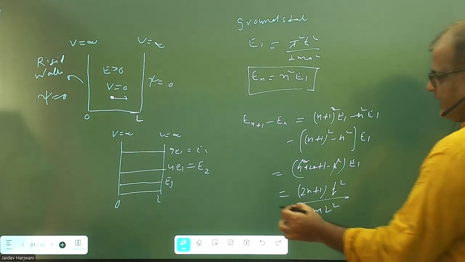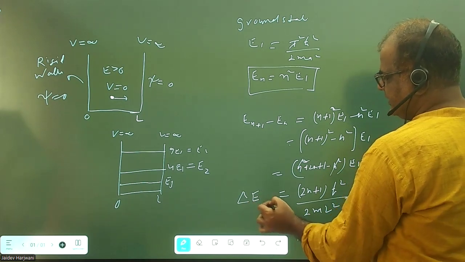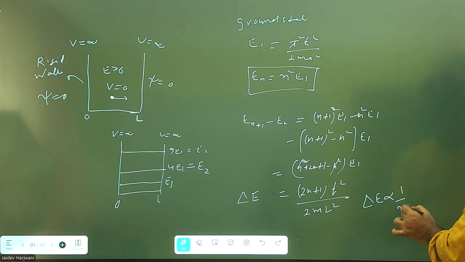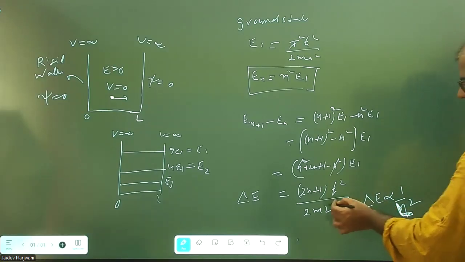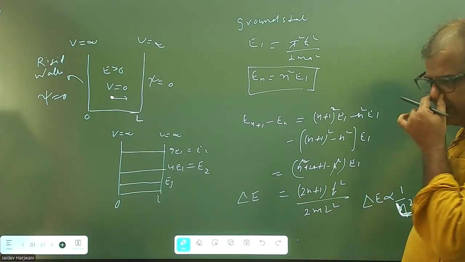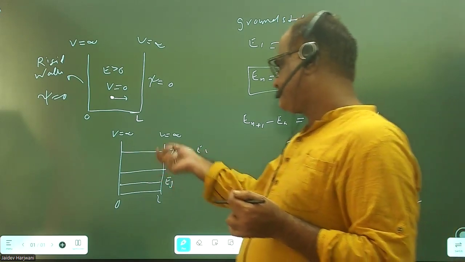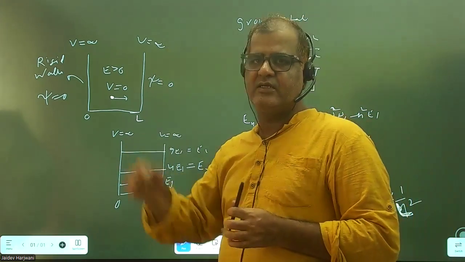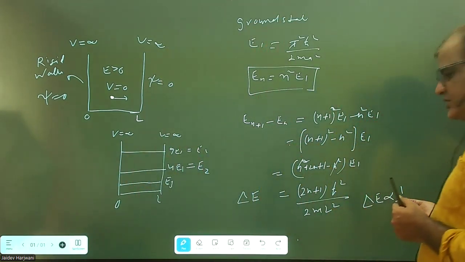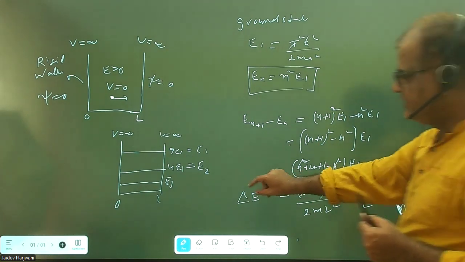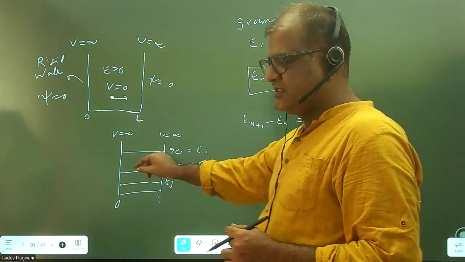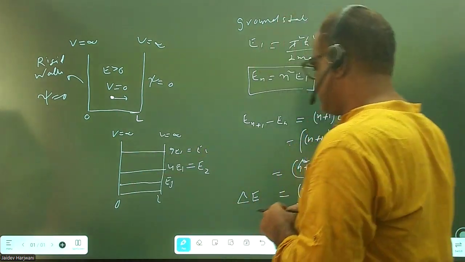Now this gap delta E is inversely proportional to the length square. If length is in angstrom or nanometer, then we will get the discrete levels. As length keeps on increasing, it goes to centimeter and meter, then the difference between the two levels keeps on decreasing, and they will become like continuous levels. So this is the one thing.